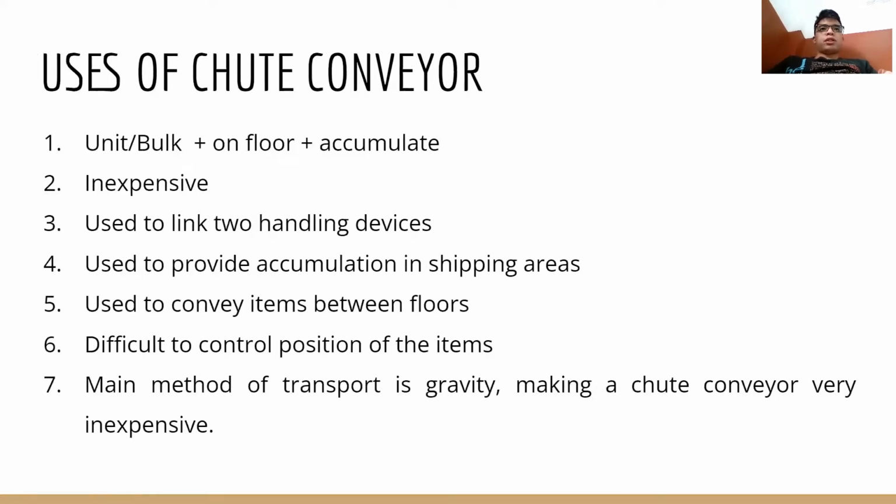Here are some uses of chute conveyors. First, unit or bulk, on floor, and to accumulate. Second, it is inexpensive. Third, used to link to handling devices. Fourth, used to provide accumulation in shipping areas. Fifth, used to convey items between floors. Sixth, it is difficult to control the position of the items. Lastly, the main method of transport is gravity, making a chute conveyor very inexpensive.